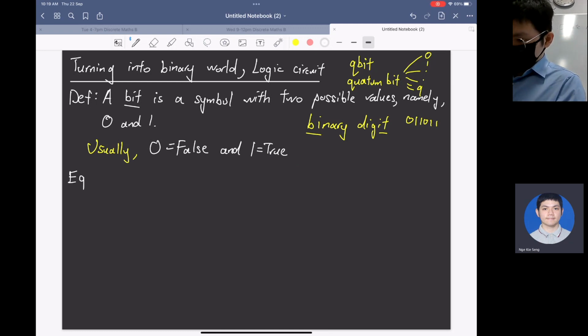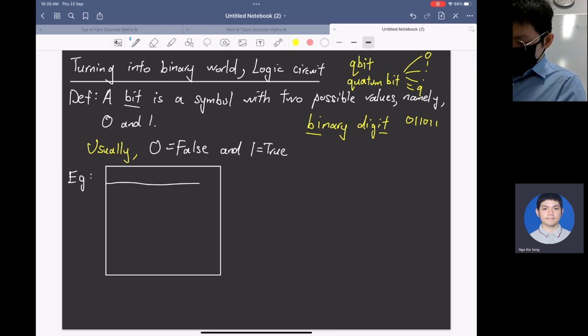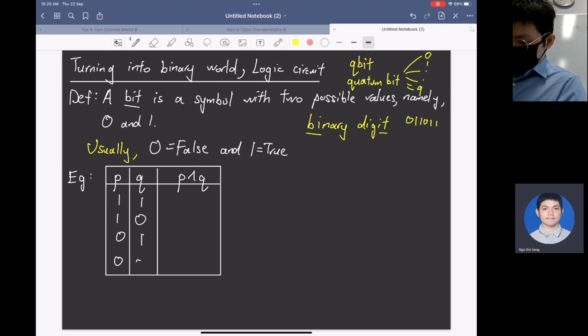So for example, we can rewrite the truth table in terms of 0, 1. So P, Q, P and Q. Let's say we got true, true; true, false; false, true; false, false. So 1, 1, you get what? 1. P and Q, you get 1. Then 1, 0 gives 0; 0, 1 gives 0; 0, 0 gives 0. Everyone follows?